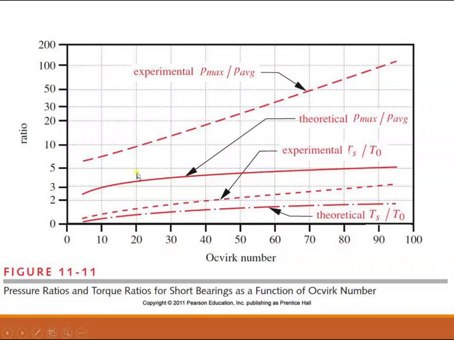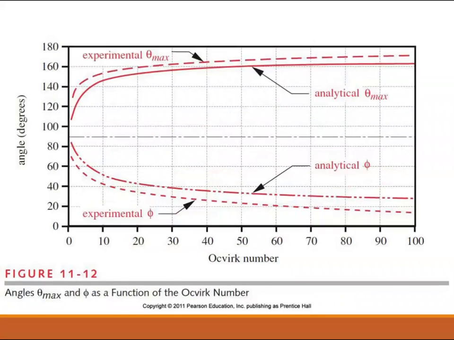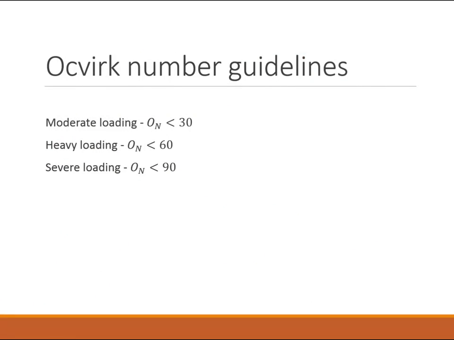Also, we can look at how the Ocvirk number is influenced by P max over P average and the ratio of the torques. So here's the experiential, there's the theoretical. So it seems like there's still a ways to go in the theory behind the Ocvirk number. Again, the larger the Ocvirk number, the more shift we're going to have in theta.